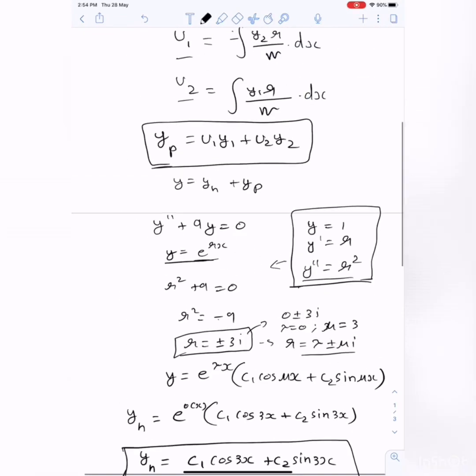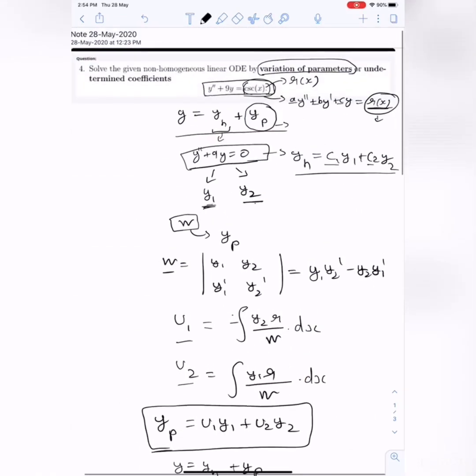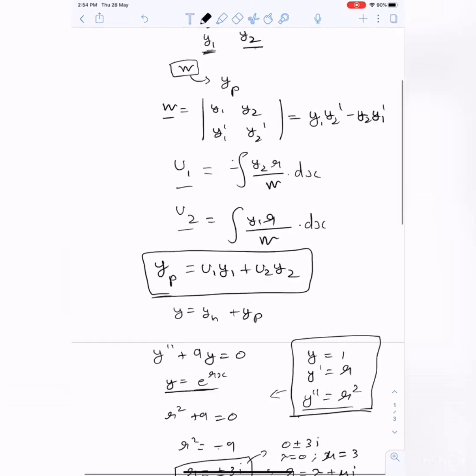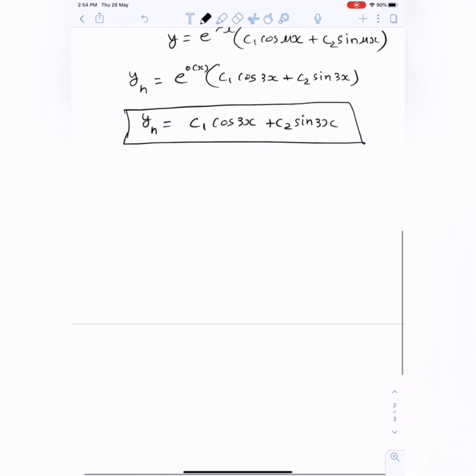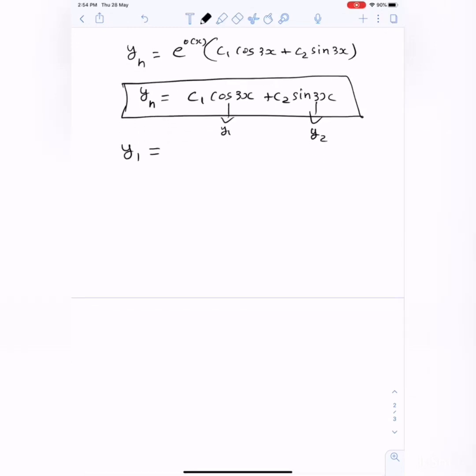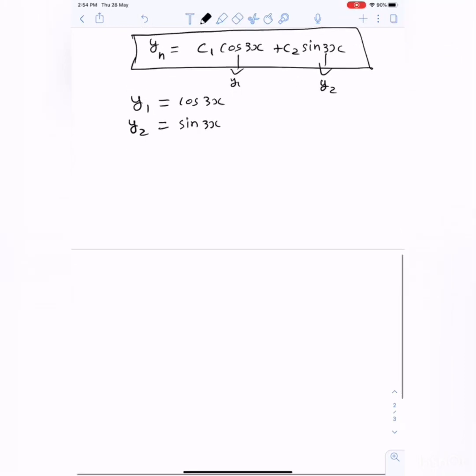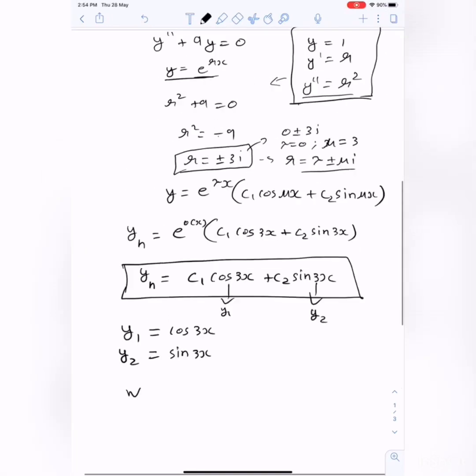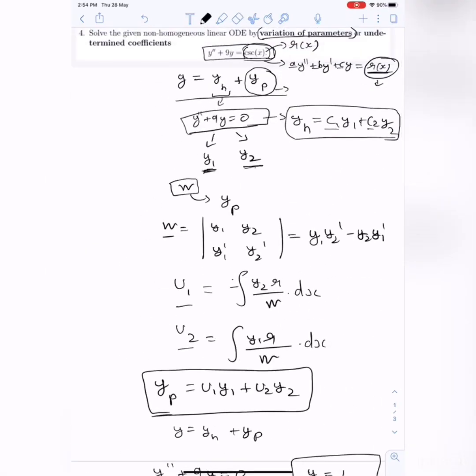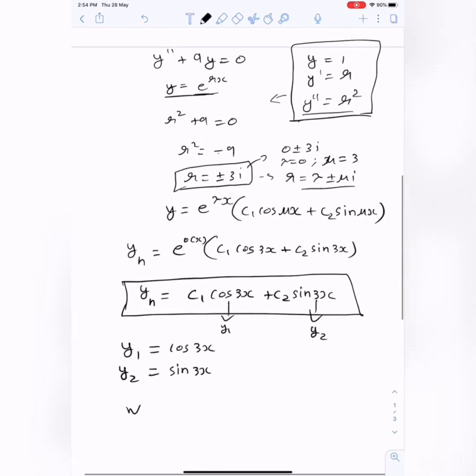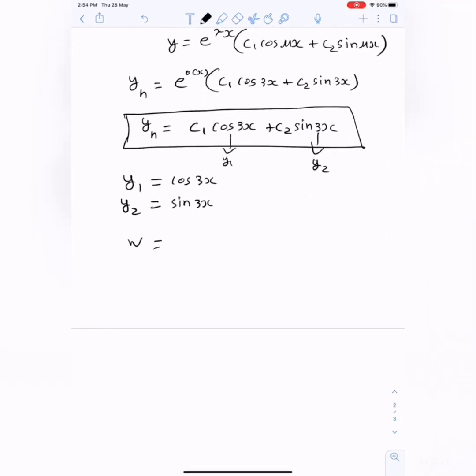So we know, as I just said, our general solution for the homogeneous would take the form c1 y1 plus c2 y2, where y1 and y2 are a fundamental solution. So here this would be our y1 and this would be our y2. So now we know y1 is equal to cos 3x and y2 equals sin 3x. Next we will find our Wronskian, because that's what I already mentioned. We would find our fundamental solution, then we would proceed to find our Wronskian. So our Wronskian would be y1 y2 dash minus y2 y1 dash.